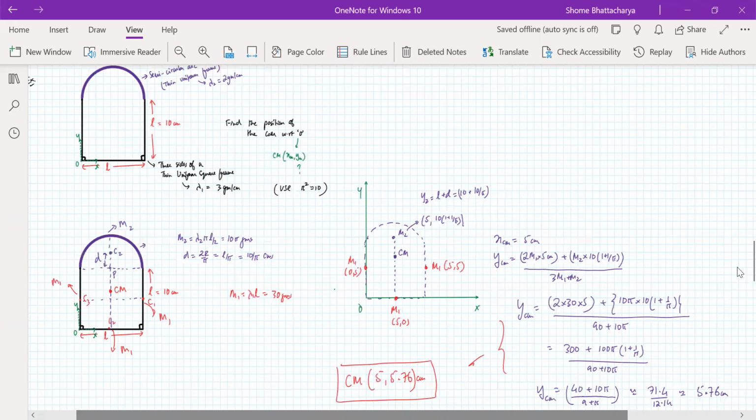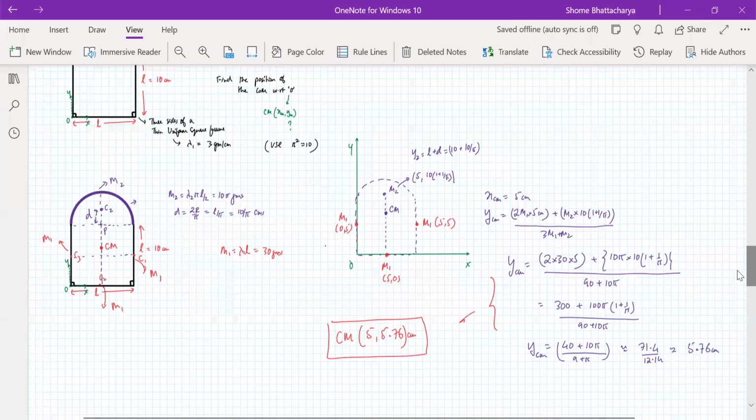The x coordinate of the center of mass is obviously, you can understand that, the line bisecting this whole structure, the line x equal to 5 centimeters, is a symmetry axis. So xcm will be 5 centimeters. We don't need to calculate that separately. YCM we are getting like this. Summation of m y divided by total mass. Two of these particles m1 are located at y equal to 5 centimeters. One is located at y equal to 0, so that has no contribution to the numerator.